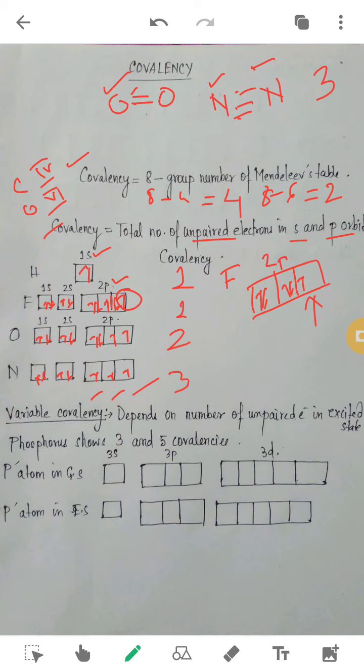So let me draw the 3s first. 3s2 we already have, and in 3p we have 3 unpaired electrons. No electrons are in the d orbital, it's just left out, but the d orbitals are present. So from here, in the ground state, compounds can be formed where the covalency will be shown as 3 because of these 3 unpaired electrons, as you can see in the case of PCl3.